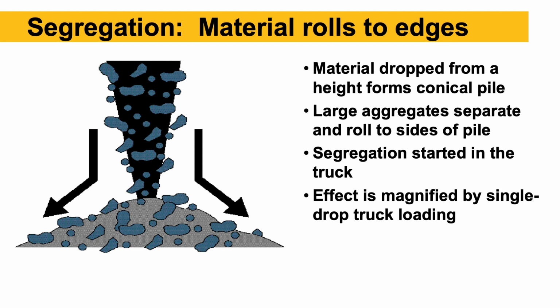This slide just shows the concept of segregation: the large rocks always want to roll to the edges of a pile. It doesn't matter if it's a stockpile or mix loading out of a silo into a truck bed. So again, that effect of segregation is magnified when we just do single drop truck loading underneath the plant. The 3 drop method will really help with segregation with those large stone mixes.